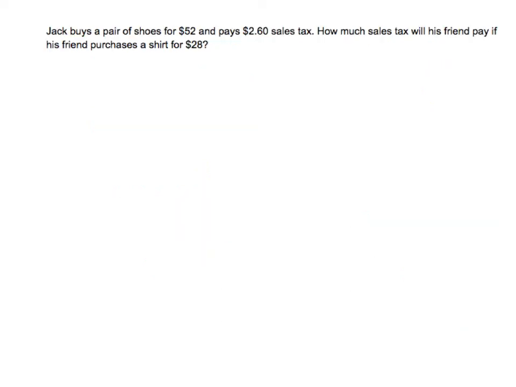cross-multiplying. For this one, it says Jack buys a pair of shoes for $52 and pays $2.60 in sales tax. How much sales tax will his friend pay if his friend purchases a shirt for $28? Again, number of different ways to do this. Here's how I'm going to do it. I'm going to say a $52 shirt will apply $2.60 in sales tax.